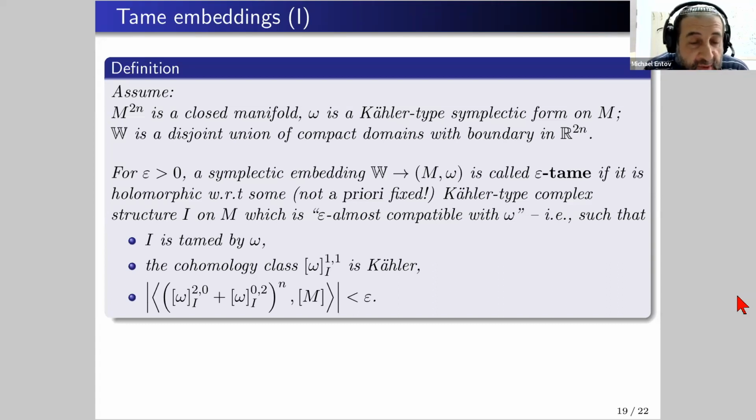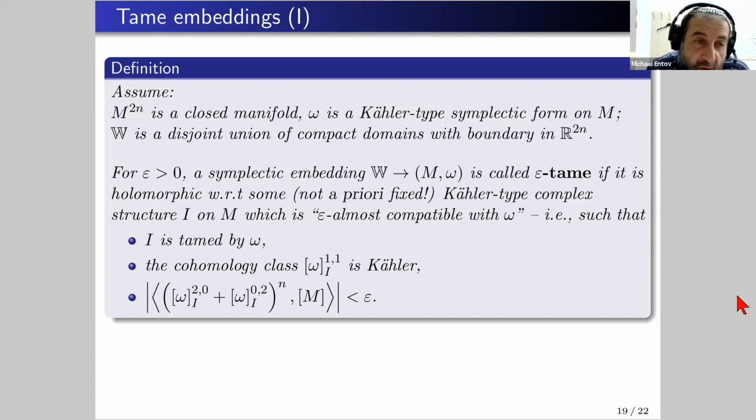First, I has to be tamed by omega. Of course, if my complex structure is compatible with omega, it is in particular tamed by omega. If I perturb my compatible complex structure a bit, again I'll get a tamed complex structure. The second condition is that the (1,1) part of the homology class of omega has to be Kähler. And this is a really non-trivial fact: if you start with an integrable complex structure compatible with omega and you perturb it a bit, then this property is still true.